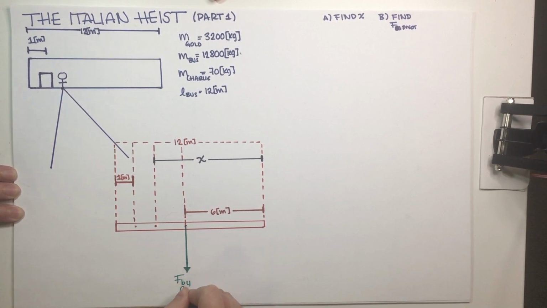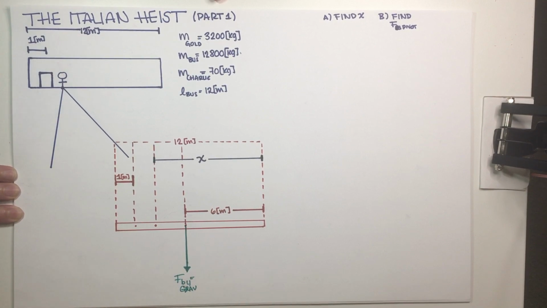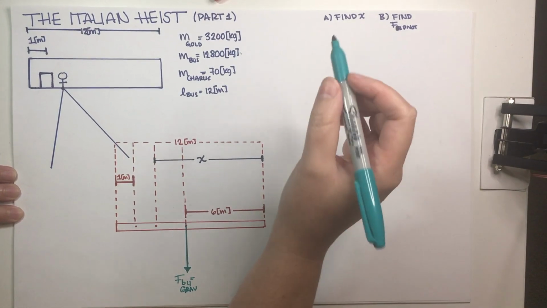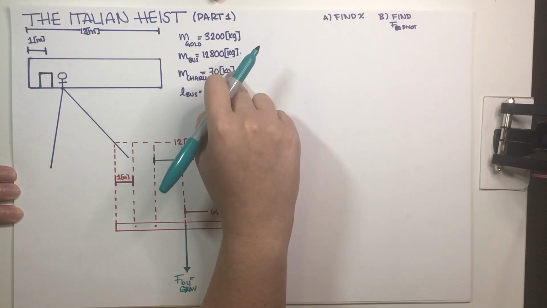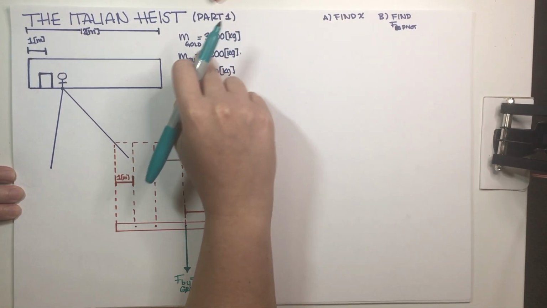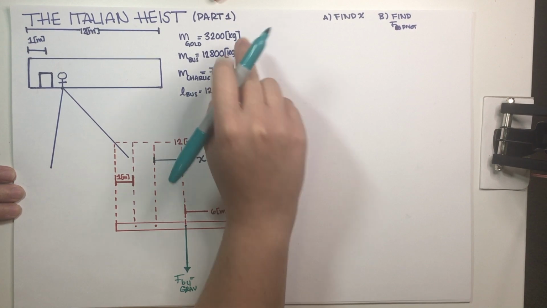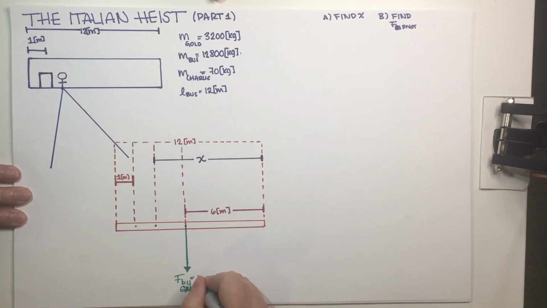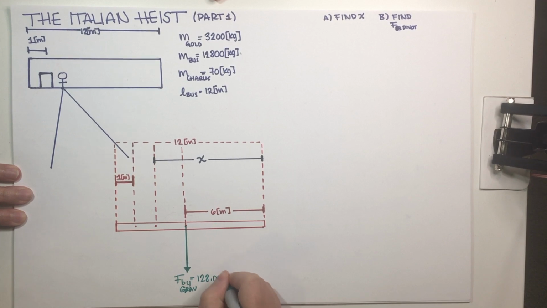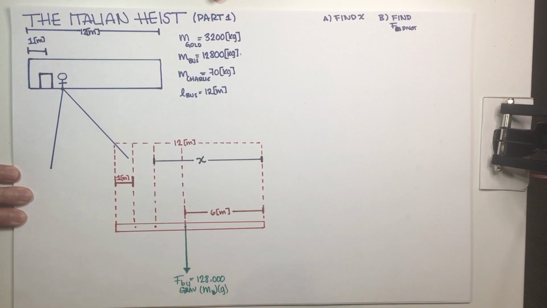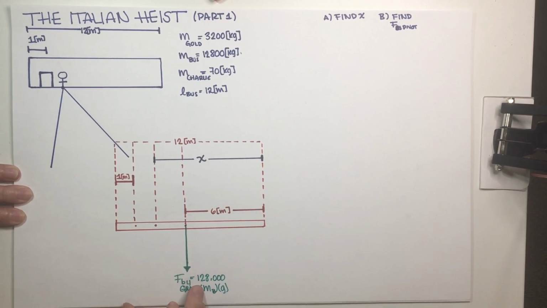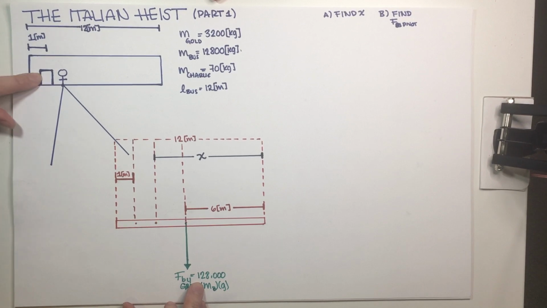Force by gravity is just equal to mg. So if the mass of the bus is this number times 10, that is going to be 128,000, because this is just the mass of the bus times gravity, right? And it's going down.